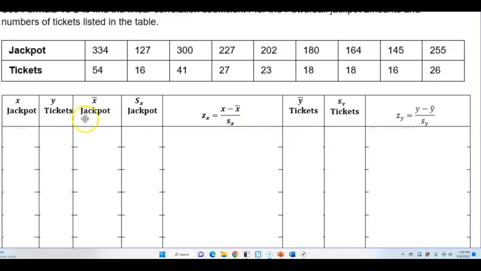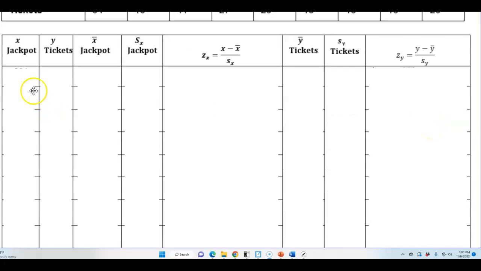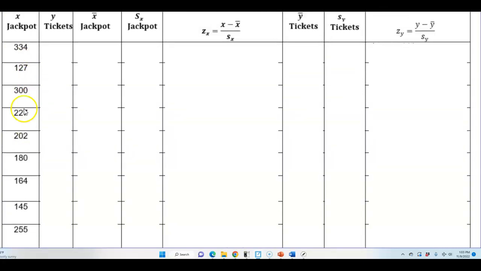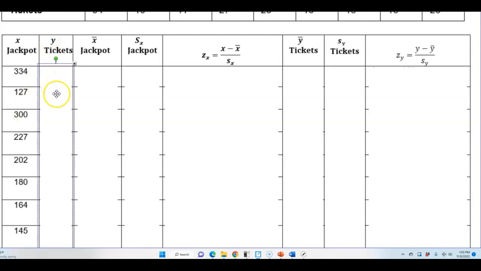And then for the y's, we want to find the mean for the y values, which are the tickets, and then find the standard deviation of the y values, or the tickets. Once we find that, we're going to find the z-score for those y values, and that's going to equal y minus the mean of the y values over the standard deviation of the y's. So here, let's first take a look. Here we put in our values for x, which represents the jackpot values. And then we have our second column, which represents the y values.